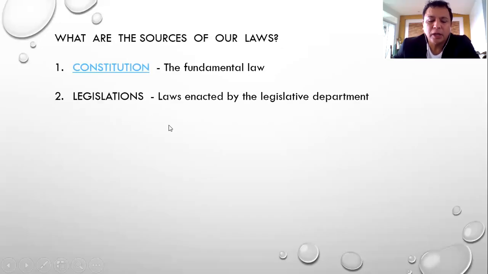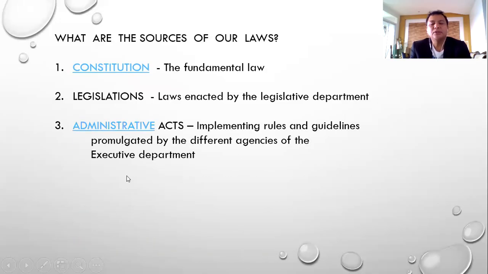The next source are the legislative acts. Legislative acts are known to be Republic Acts nowadays. Before, it used to be Commonwealth Act or Batas Pambansa. Now it is Republic Act. Administrative acts, as I've said a while ago, these are the implementing rules and guidelines which are promulgated by the different agencies of the executive department.